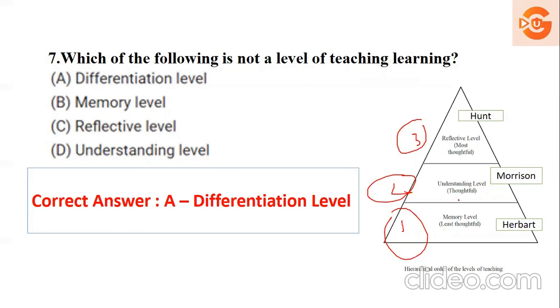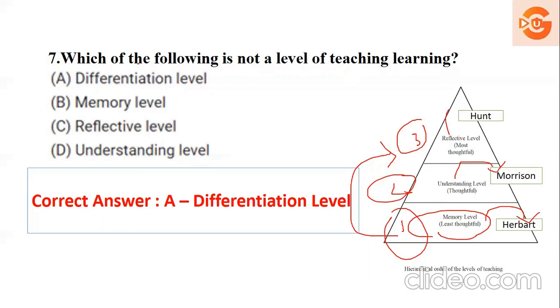In the understanding level, it is thoughtful; the children have to grasp the concept, understand it, and then apply it. The third level is reflective, also called interactive, which is most thoughtful, where analytical ability will help. If you develop that analytical ability at the earlier level, it will help the child when he goes into the reflective level, in order to become most thoughtful. I have also written who developed the levels: the memory level is Herbart, the understanding level was developed by Morrison, and the reflective level was developed by Hunt.